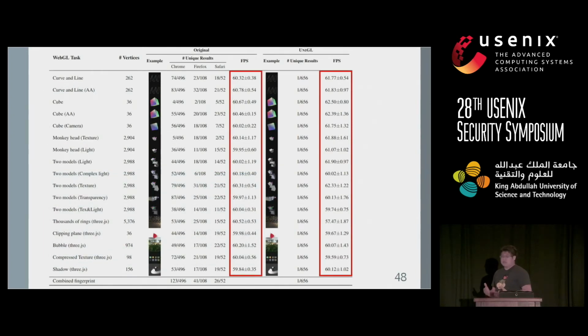This is the detail of the whole 17 tests. The left is the original one. The right is the UniGL one. And according to the frames per second, we can see both the original one and our one are around 60 FPS. It just matches the screen refresh rate.